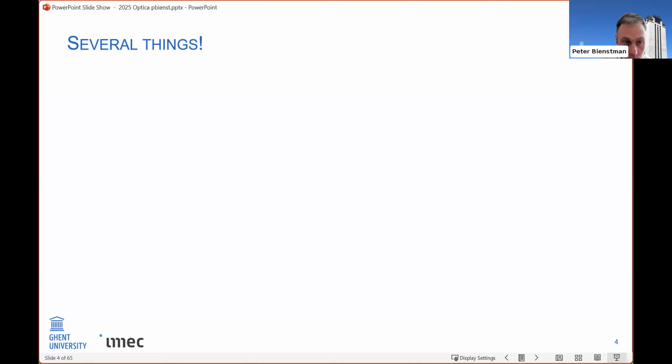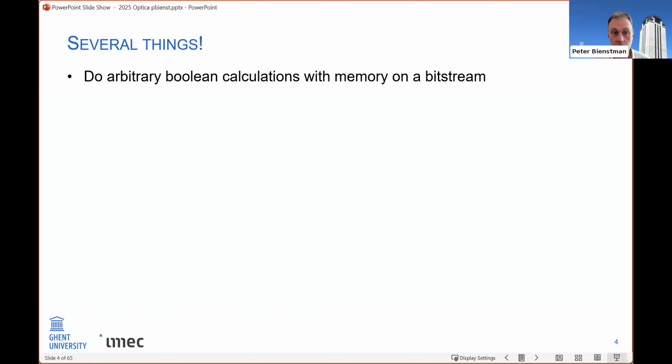Well, it turns out that with this chip, you can do quite a lot of different things. So for starters, you can do arbitrary Boolean calculations on a bit stream. So you can calculate the XOR of the current bit with the previous bit, or the NAND of the current bit with 3 bits ago.